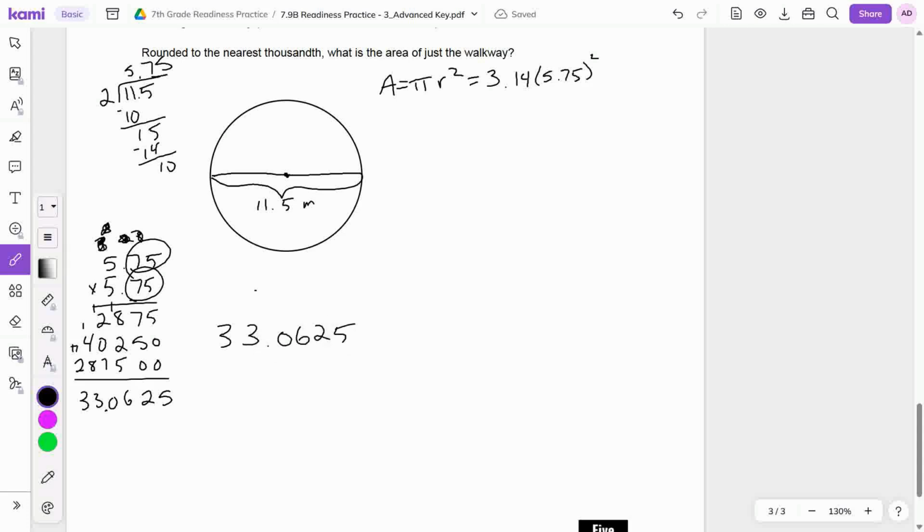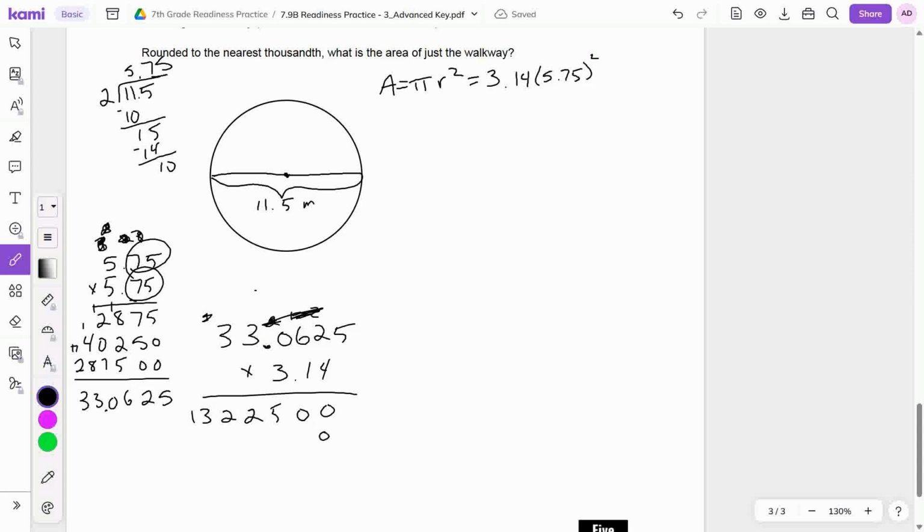33.0625. Let's multiply that by 3.14. All right. So that's going to be 20. That's 10. That's 24. That's 25. That's 12. And then that is going to be 13, adding that 1. All right, let's get rid of these.